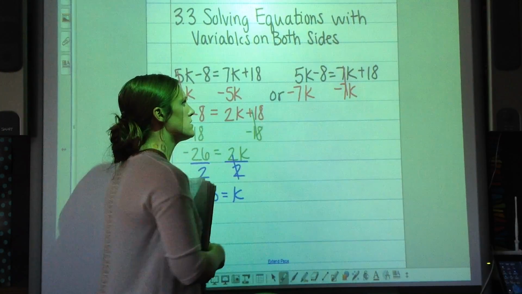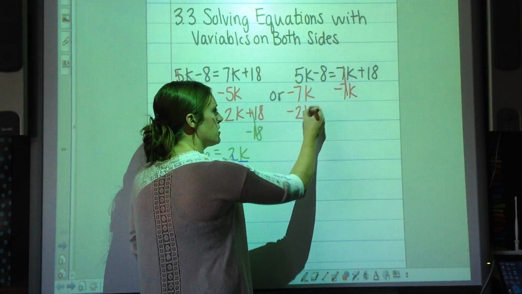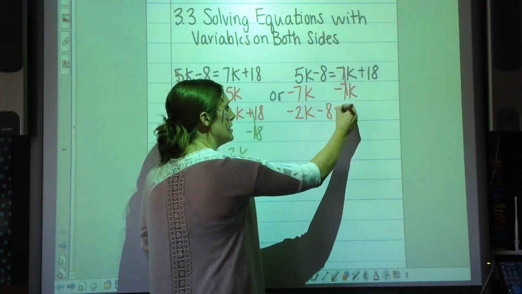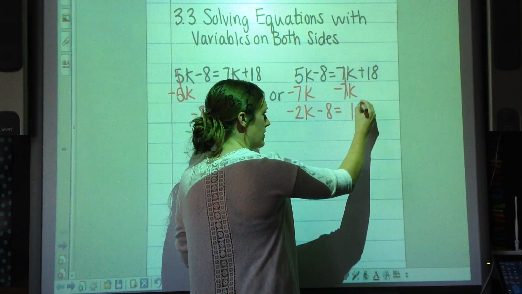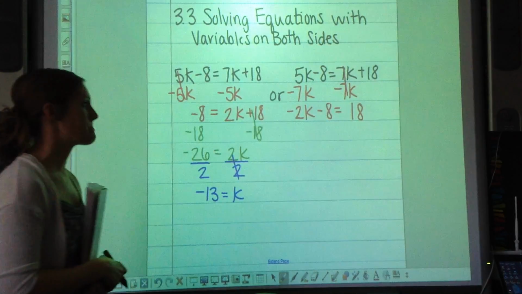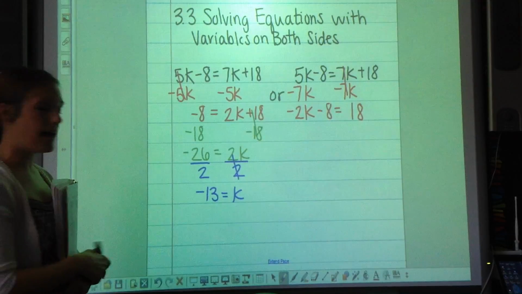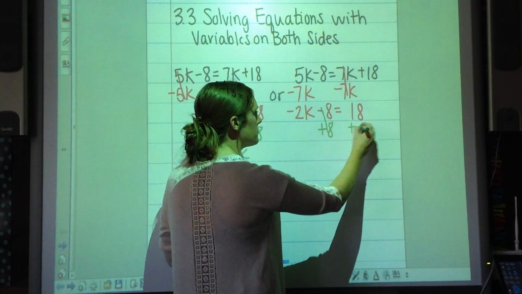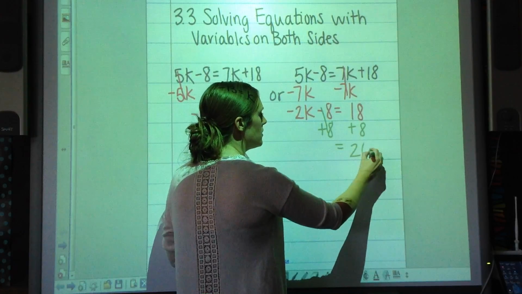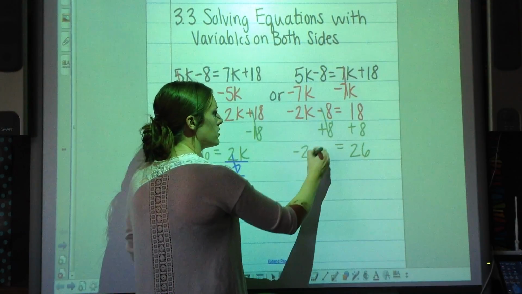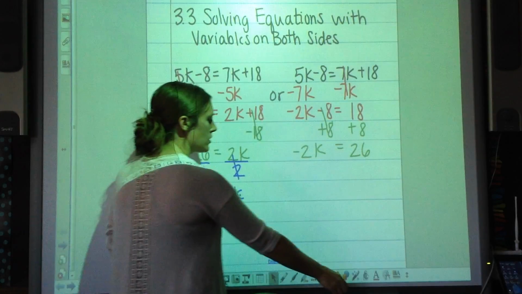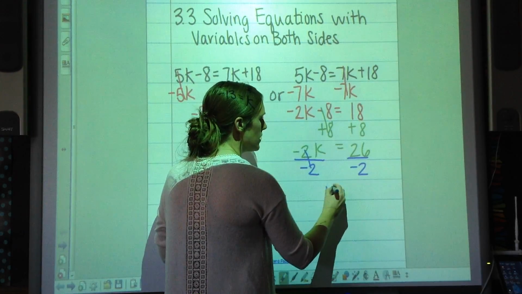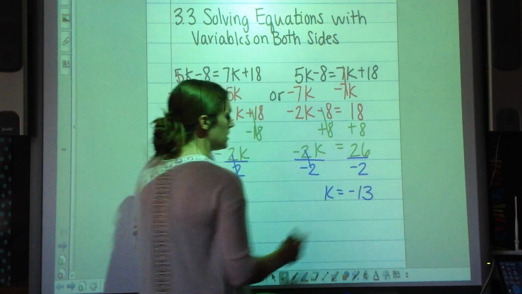Different sign difference. 7 minus 5 is 2, negative 2k. On the left side of the equal sign, I drop down the negative 8. On the right side, I have 18. I bring the non-variable term over. On the left side of the equal sign, I'm left with a negative 2k. Divide both sides by a negative 2. So k equals a negative 13.